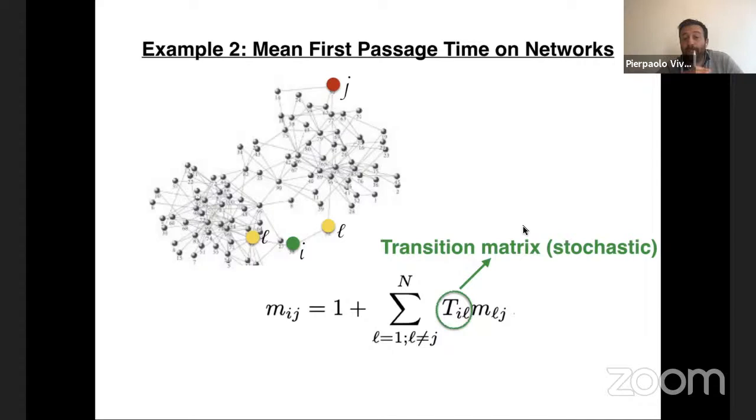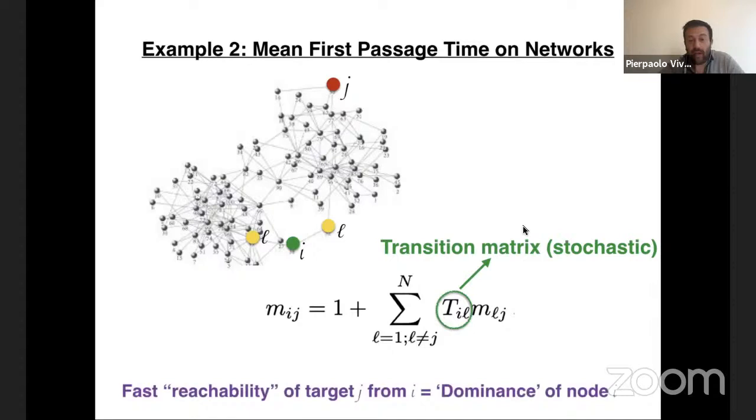Then the mean first passage time between I and J satisfies a relation which is exactly of the dominance form. Why? Because the walker will do one step. This is the one on the right hand side of this relation. And then it will reach a member L of its neighborhood. And then from this node L, we simply need to compute the mean first passage time between this new node L that has been reached with probability TIL and the target node J. So this is another incarnation of precisely the same form as before. And the dominance of node I in this context is nothing but the fact that the target J can be reached fast or slow from the node I on average.